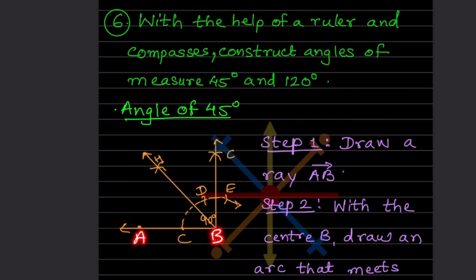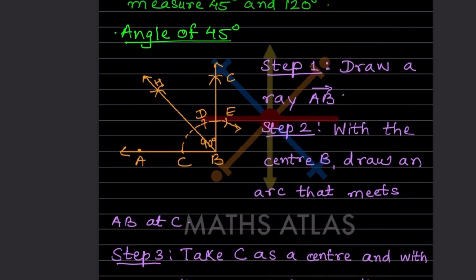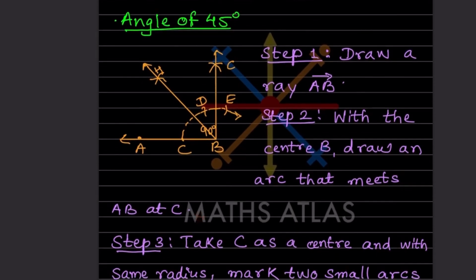I just gave AB. With center B, you will draw an arc. From here you are going to draw this one arc like this, so draw an arc that cuts AB at this point C. Then take C as center, and with the same radius, mark two small arcs D and E, here one arc and here one.